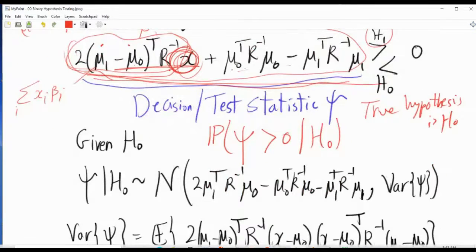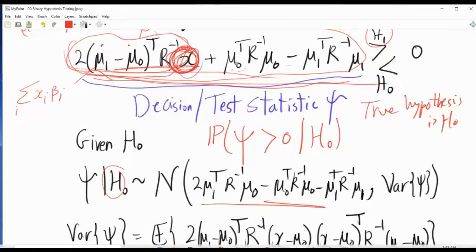You need to compute the mean, and in the scalar case, the variance. So what is the mean of this thing under mu0, or H0, the hypothesis in which x has a mean of mu0? Well, what is the average of this thing? You take the expectation. The expectation of x under H0 is mu0. So it will be this thing.